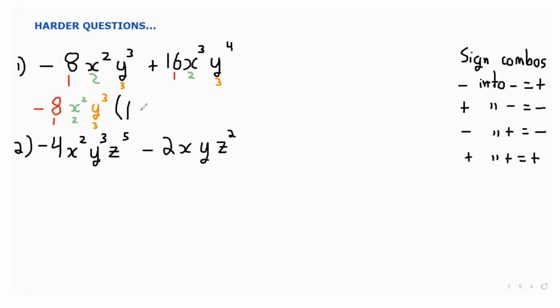Okay, so let's go for the second part. So we have 1 into the second one. So negative 8 into positive 16, that will give me a negative 2. Okay, so let's go. 2 into the second 2, x squared into x cubed, 3 minus 2 is 1. And last part, 3 into the second 3, y cubed into y4, 4 minus 3 is 1.